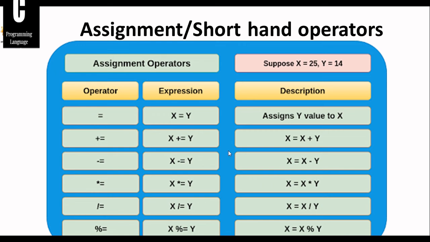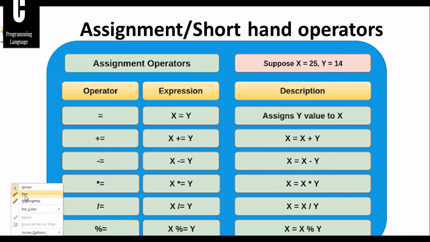After this, here are the assignment operators, or shorthand operators. You can write the operator with the equals sign. You can write x = 1. Then plus equals: x += 1. What is the actual meaning of this? The actual meaning of this is x = x + 1.